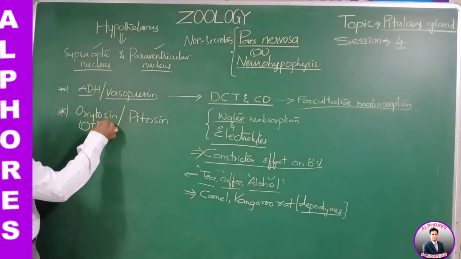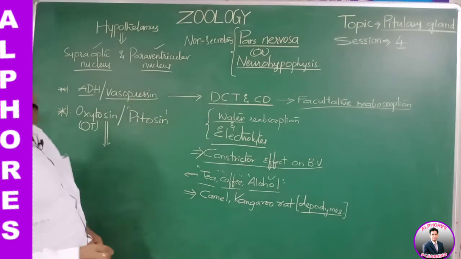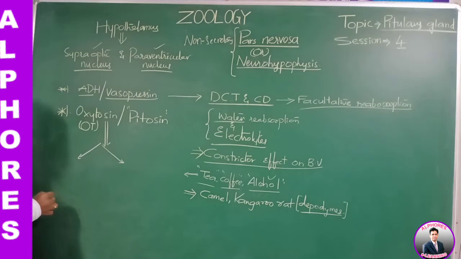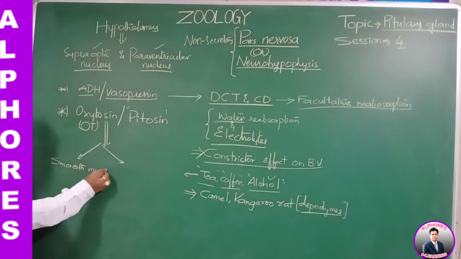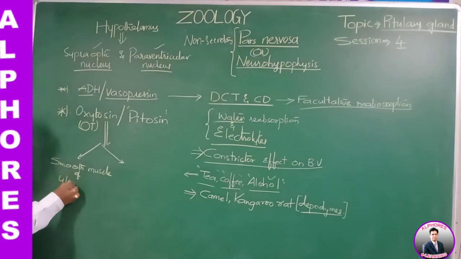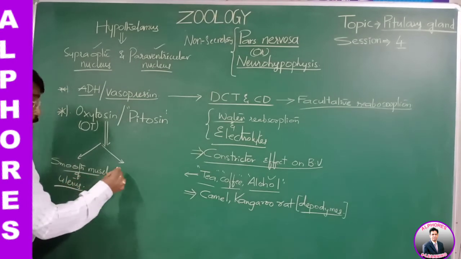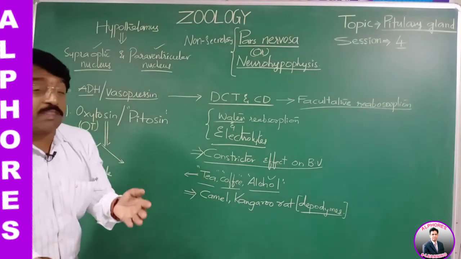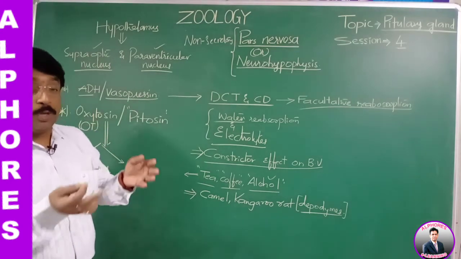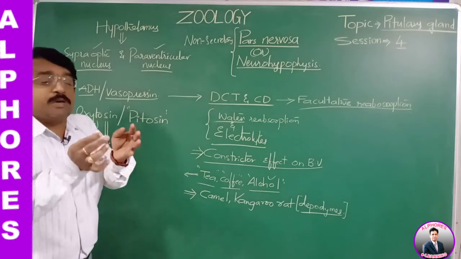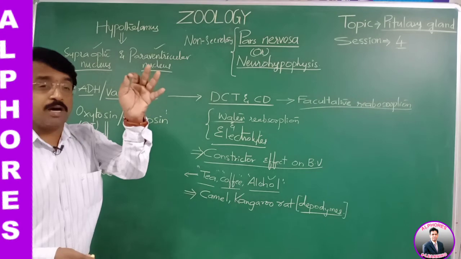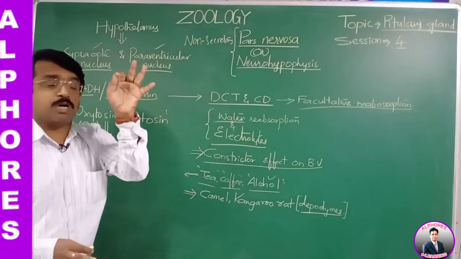Next, come to the oxytocin or pitocin. Another name for oxytocin is pitocin. Oxytocin is a peptide hormone. Oxytocin shows effect on the smooth muscles of the uterus, and it causes contractions of the smooth muscles of the uterus. That's the reason why childbirth takes place during the pregnancy time. During parturition, child delivery, the oxytocin is secreted more such that it shows rapid contractions in the uterine wall so that childbirth takes place.